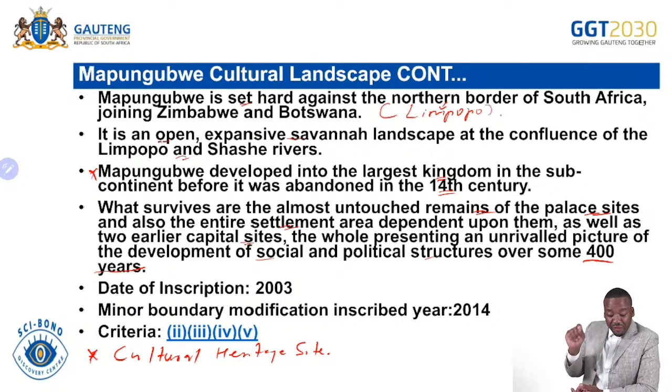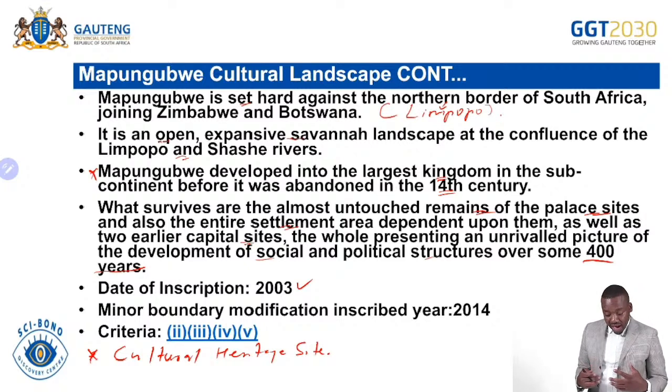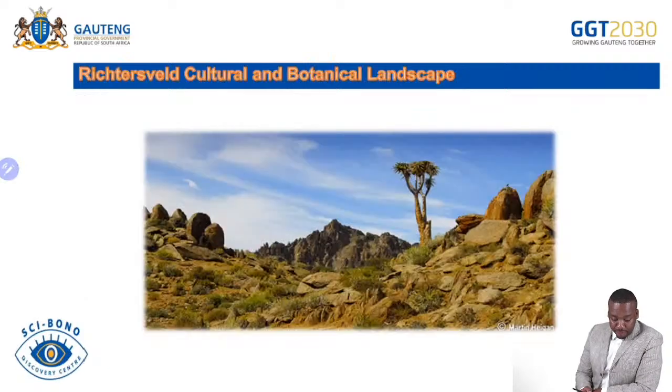When was it first declared a World Heritage Site? In year 2003, right? And it was modified when? In year 2014, when other things were added. Which UNESCO criteria does it meet? It meets 2, 3, 4, and 5, right? This is Mapungubwe Cultural Landscape.